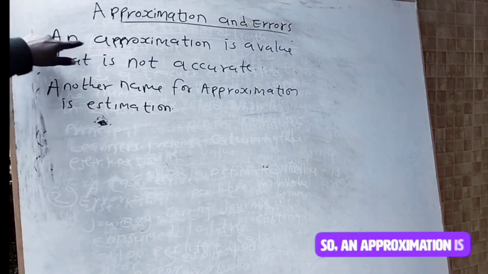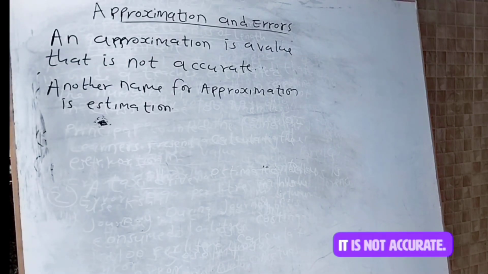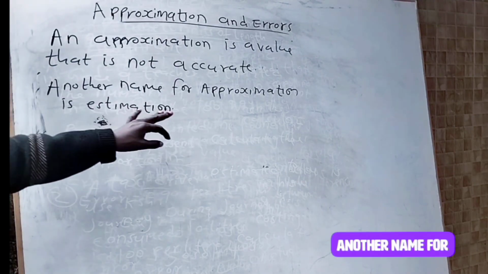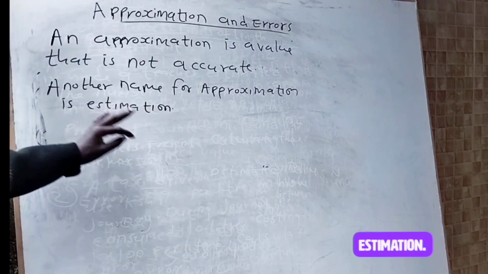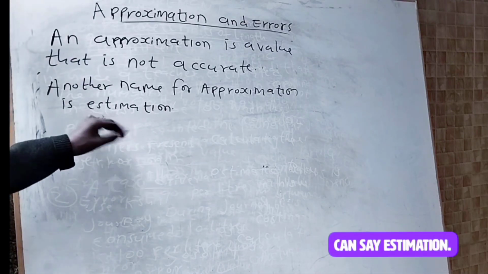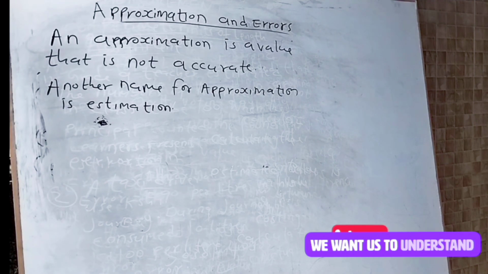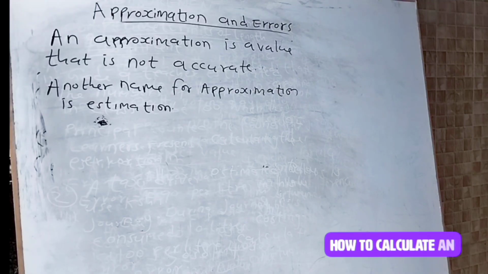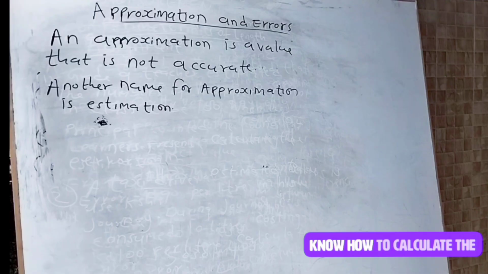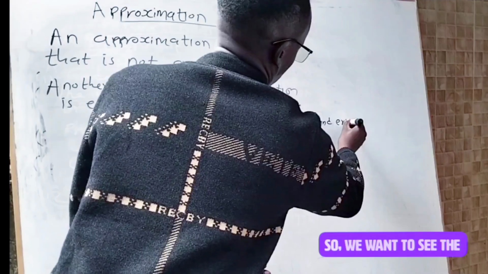So an approximation is a value that is not accurate. Another name for approximation is estimation. So instead of using the word approximation, you can say estimation. We want to look at how to calculate an error. We want us to understand how to calculate an error. But before we get to know how to calculate the errors, we have to understand these terms.